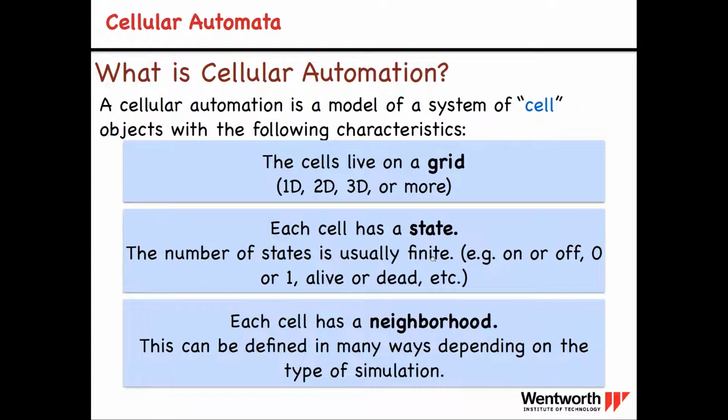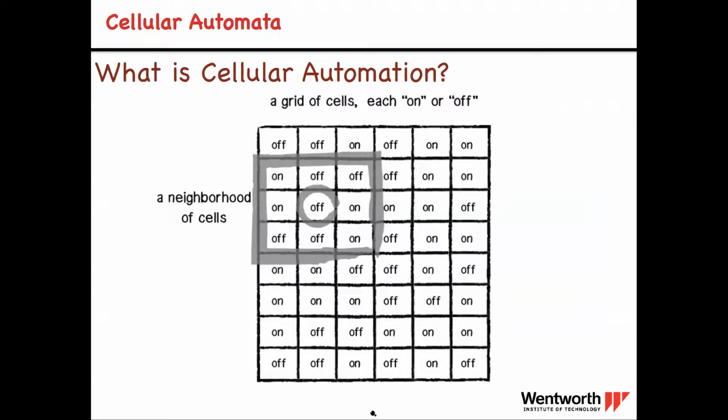And then each cell has a neighborhood. This is the key component of what makes a cellular automata a cellular automata. You can define your neighborhood in many ways, and it depends on the type of simulation. But effectively, it's the region around the cell that you look at to determine the next state. So for example, if we had a 2D grid and I was looking at this cell, the neighborhood in this particular case, this drawing, would be all of these cells around me.